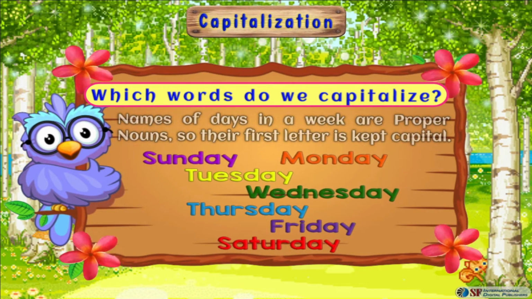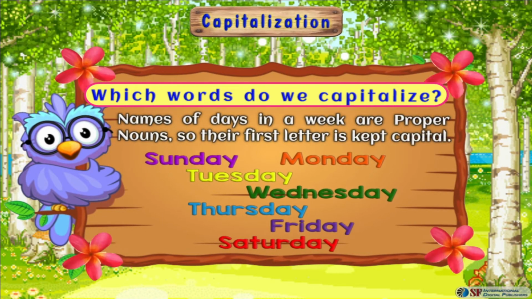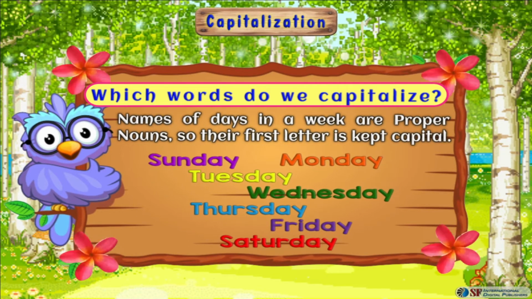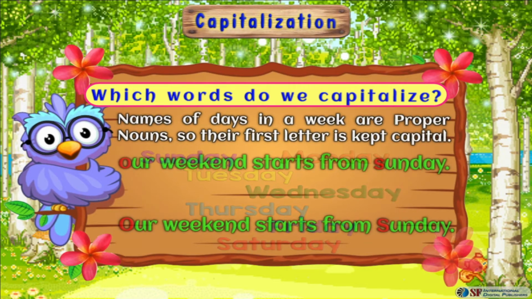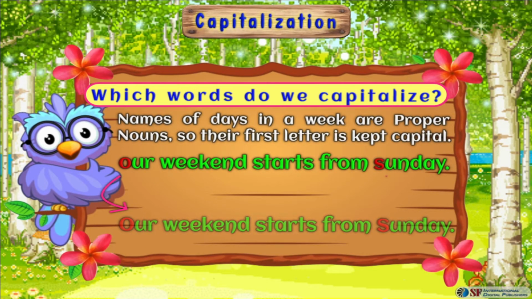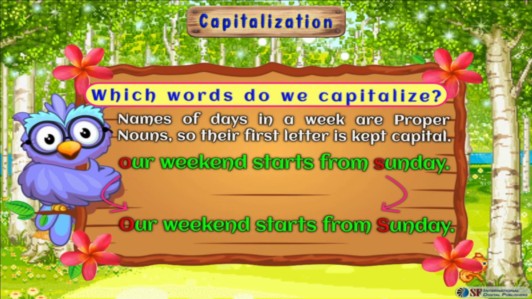Names of days in a week are also proper nouns, so their first letter is also kept capital. In the example sentence, Our weekend starts from Sunday, O of Our is kept capital, as it's the first word of the sentence, and S of Sunday is also kept capital, as it's the name of the day.